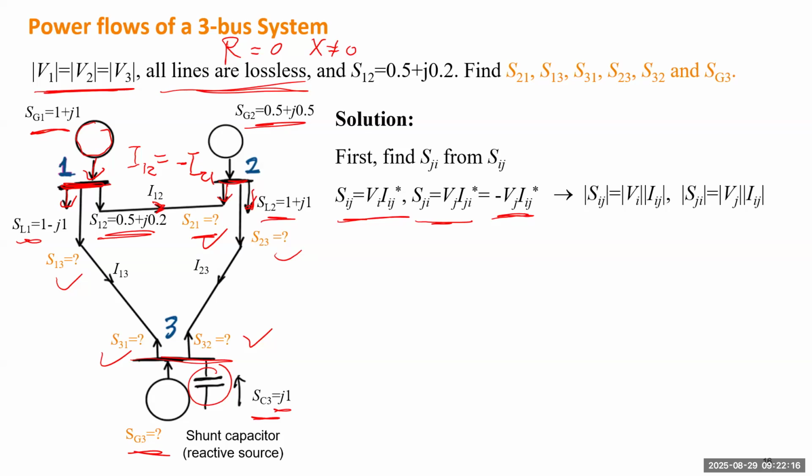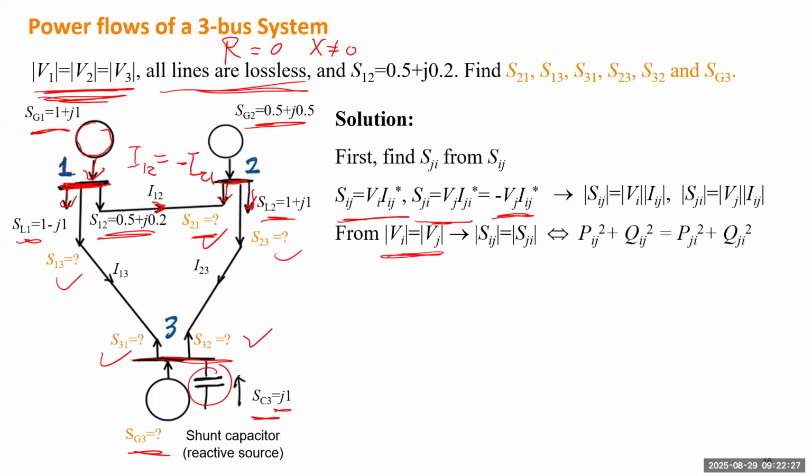So the absolute value of Sij will be equal to the absolute value of Sji. Then from the condition, we know the voltage has the same magnitude everywhere, so those two have to be equal. Which means the two apparent powers measured at both terminals have to be equal. Each apparent power can be calculated based on the Pythagorean theorem, so this one has to hold.